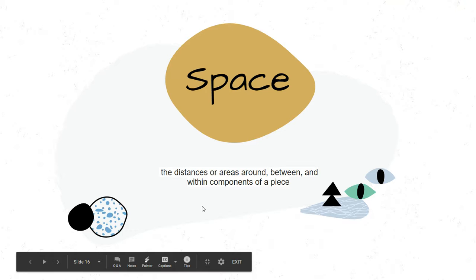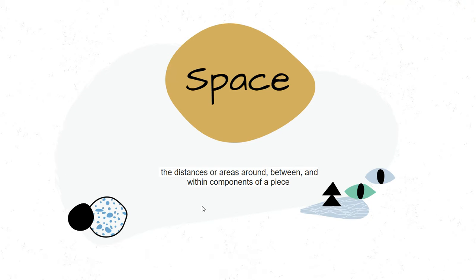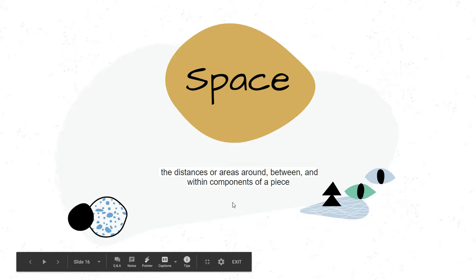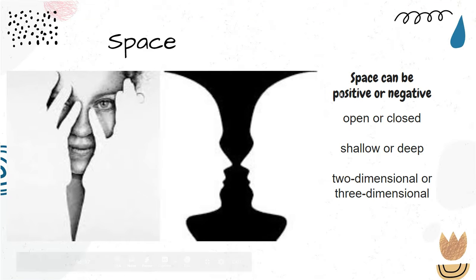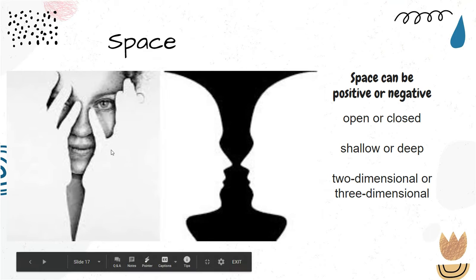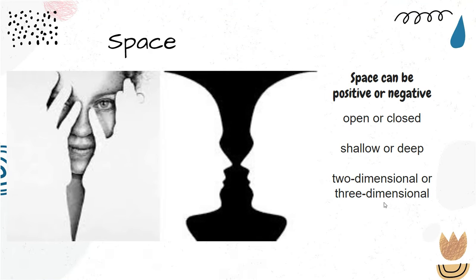All right, now space is going to come into play with several of the projects we do here at the beginning because it's just part of your composition. It is the distance or area around, between, and within the components of a piece. So your Zentangles that we work on next week are going to have this element of whether they are negative or positive. So that means, is it the space where something is happening, okay, the positive space, or is it the negative space that you look to first?